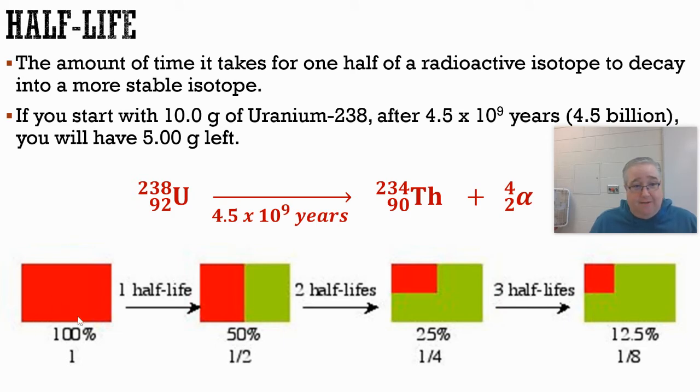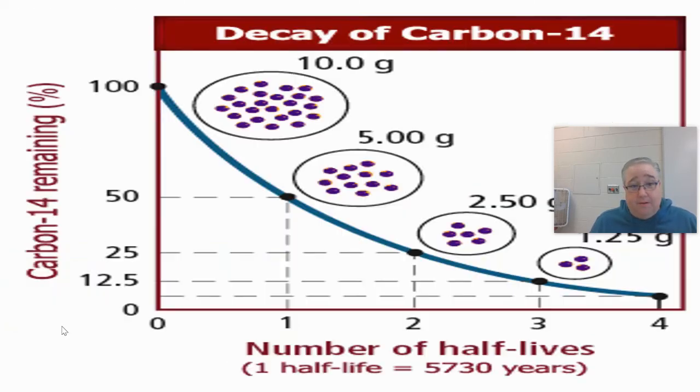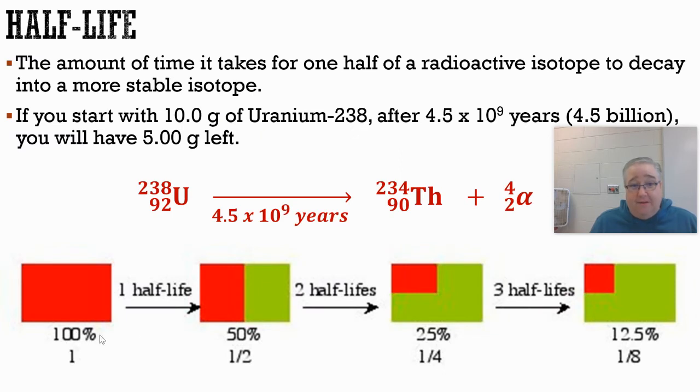So let's say here is a sample of uranium. After one half-life, in this case 4.5 billion years, half of it will decay. The green here represents thorium-234, and the red represents the uranium. After another half-life, another 4.5 billion years, half of that remaining uranium will decay. That means you only have 25% of the original mass, and 75% of it has turned into thorium.